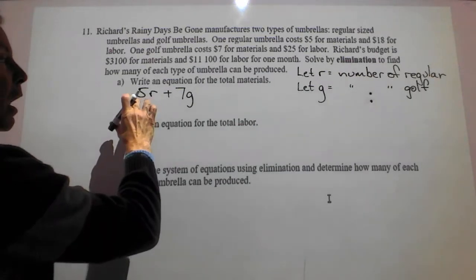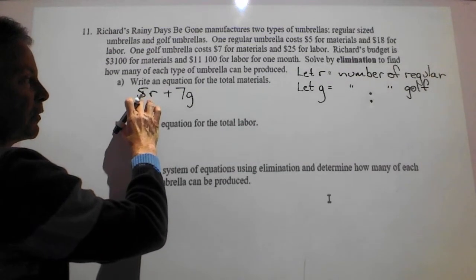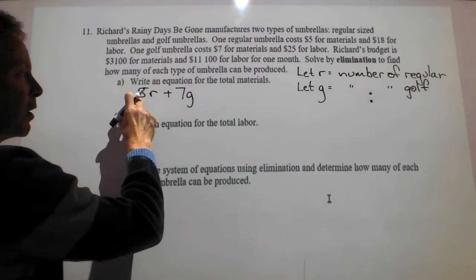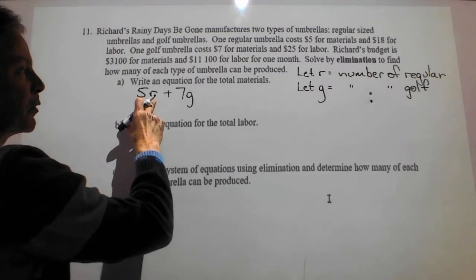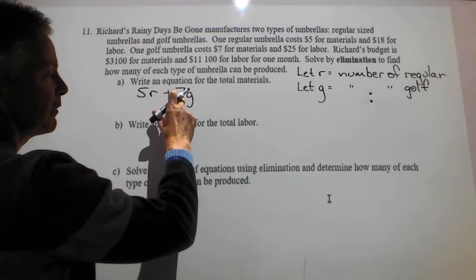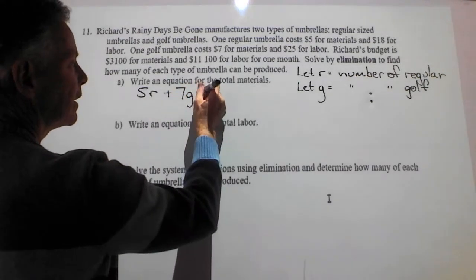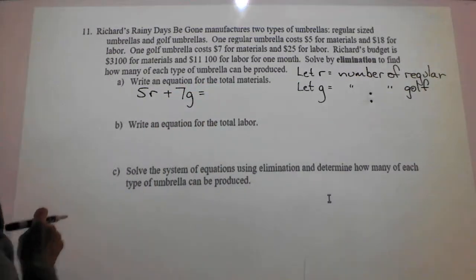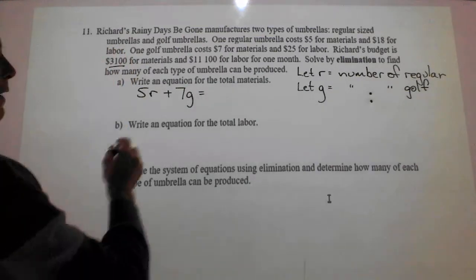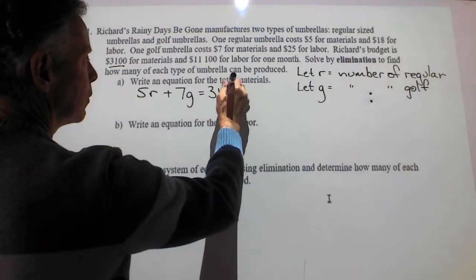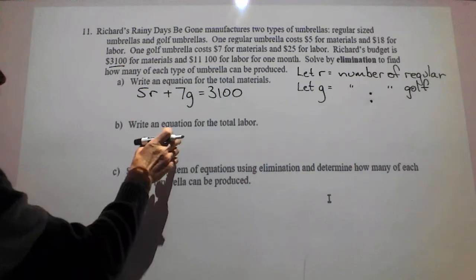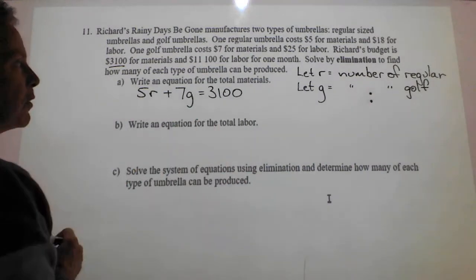So, the total cost for materials for my regular umbrellas is $5 per umbrella times the number of umbrellas. Similarly for the golf, $7 per umbrella times the number of umbrellas. And the total amount I can spend for materials is right there, $3,100.